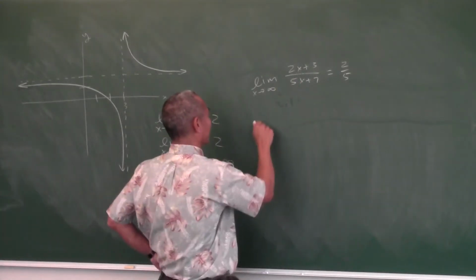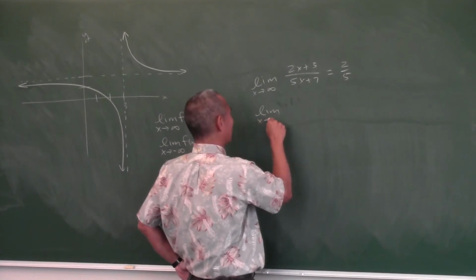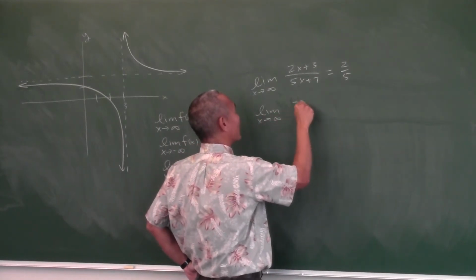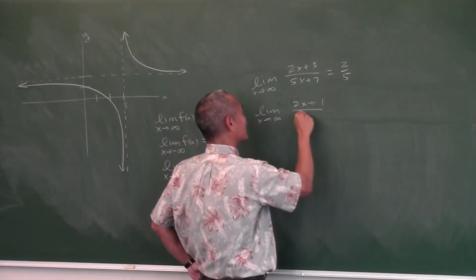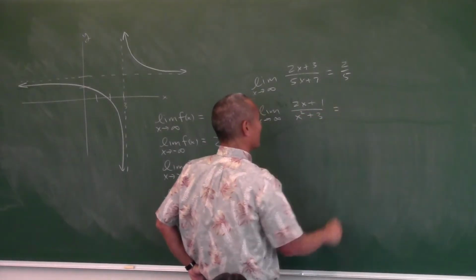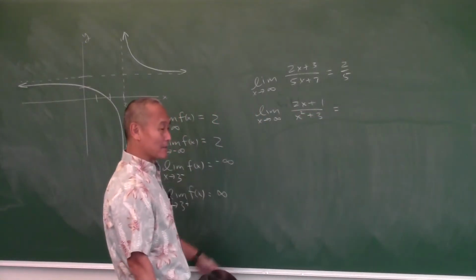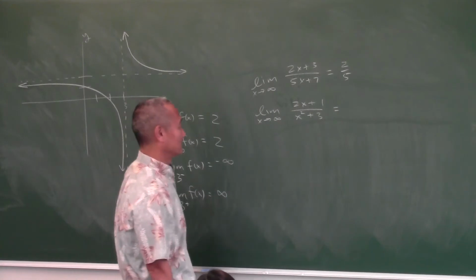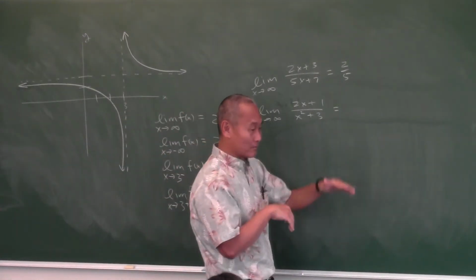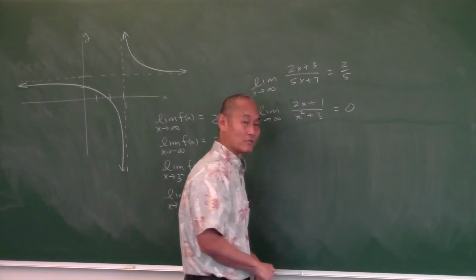Easy. What is the limit as x approaches infinity of 2x plus 1 over x squared plus 3? What would happen if the degree of the denominator is bigger? Then the horizontal asymptote is y equals 0, so it's going to get closer and closer to 0.